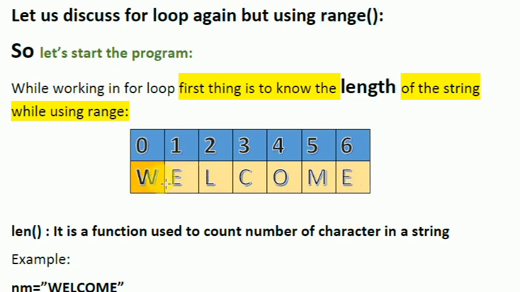So I'm using the same "welcome". You know how many characters there are? 1 2 3 4 5 6 7 are there, but the starting index value is from 0. Now what is the first thing? We are going to use range, or we are going to work in a while loop.